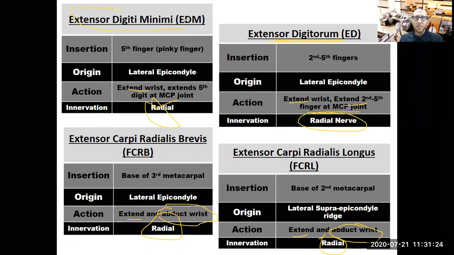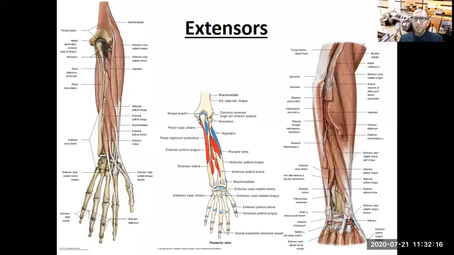Now I do want to note the extensor digiti minimi, digit minimi, the smallest digit, the pinky. So you have one muscle, the extensor digiti minimi, that's going to extend just the pinky finger, that smallest digit. These also have a common origin, the lateral epicondyle. Flexors were medial epicondyle. Extensors are lateral epicondyle.